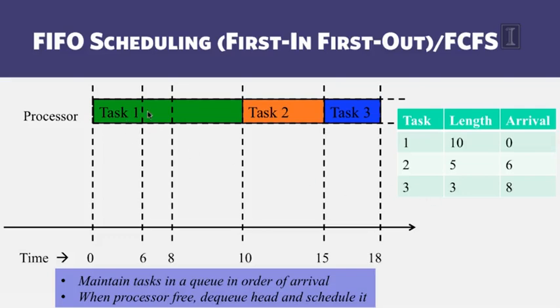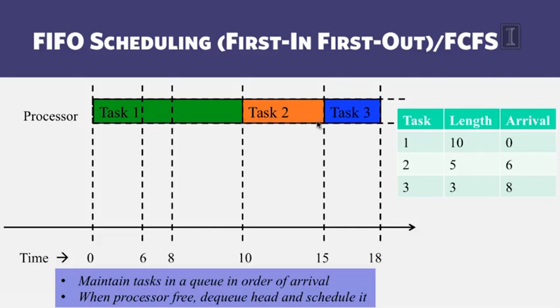So for instance, at time 0, when task 1 arrives, place it in the queue. It's the only task right now, and so it executes until time 6. At that point, task 2 arrives, it's placed in the queue, but then task 1 is still executing on the processor, so task 1 is allowed to complete. At time 8, task 3 arrives and it's added to the queue, but after task 2. At time 10, when task 1 finishes, the head of the queue is task 2, so that's dequeued and it's scheduled on the processor.